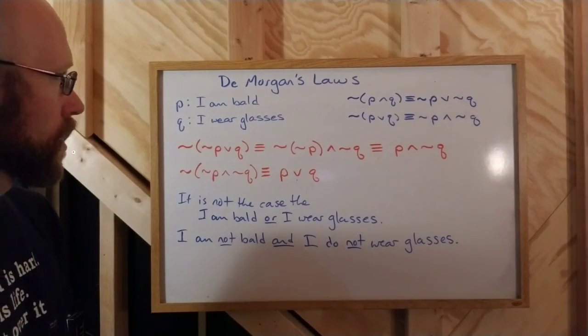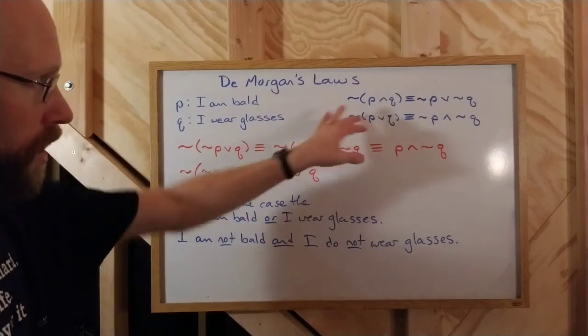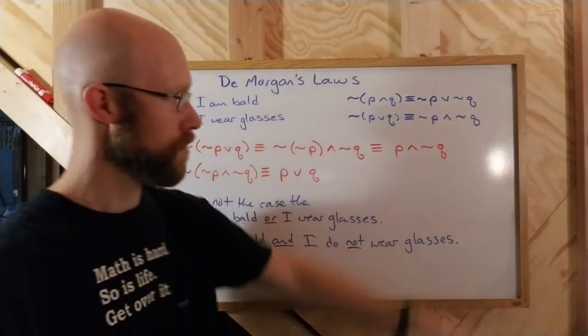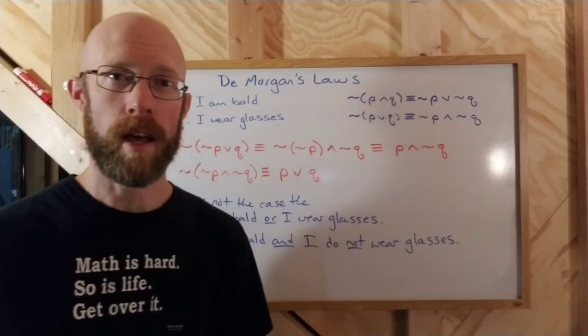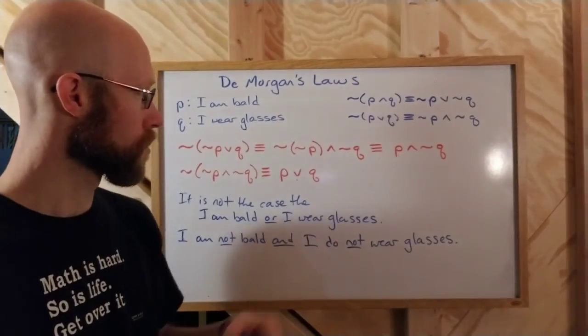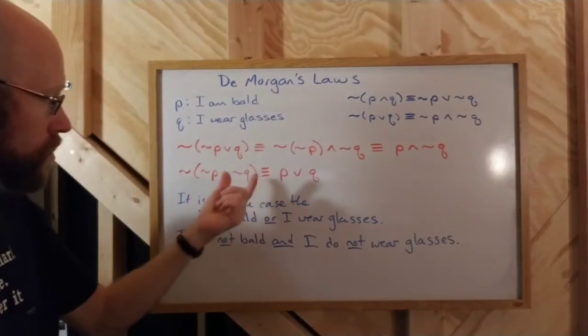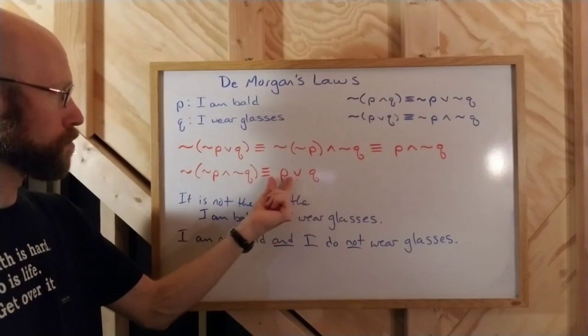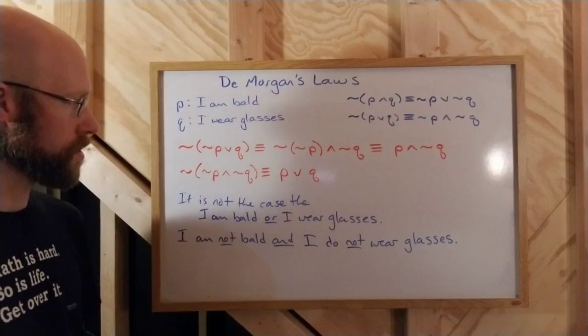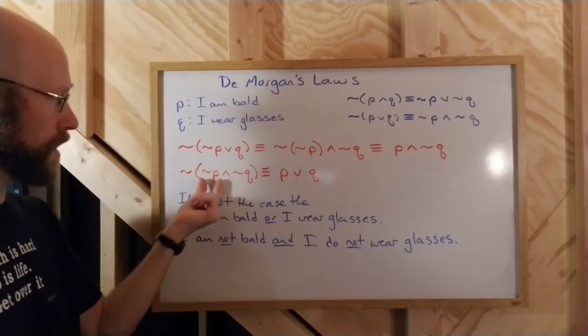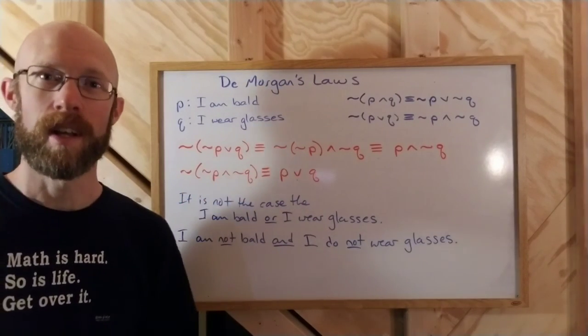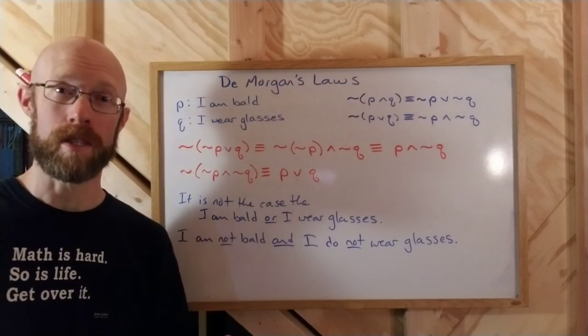Okay. And so, you know, you can put negations on any of these things, or an extra negation somewhere, and, you know, simplify them using De Morgan's law. It's definitely easier to say, I am bald or I wear glasses, rather than saying it is not the case that I'm not bald and I do not wear glasses, right? That's way more confusing, even though it means the same thing.